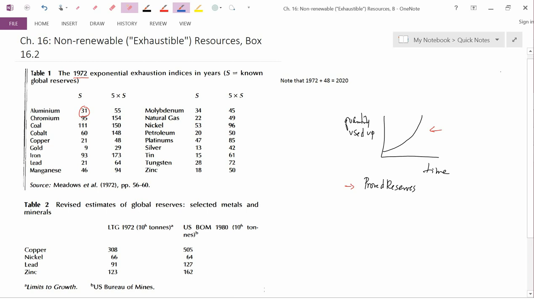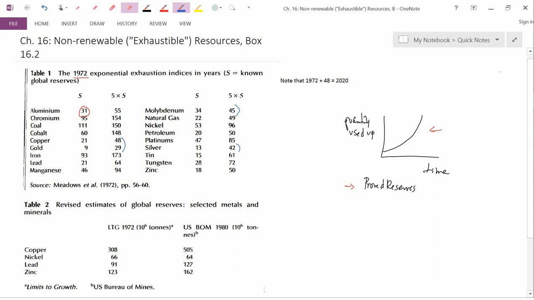But the textbook authors have included another set of columns, 5 times S. This means, suppose that the amount of resource isn't the proved reserves, but it's 5 times the proved reserves, 5 times the 1972 proved reserves. So this says that exploration is going to discover 5 times more of the resource. And then you recalculate the exponential exhaustion index with that assumption. So here the prediction is that resources are going to last a lot longer. There are actually still some numbers that are less than 48. Not very many, though. But there are others that are pretty close to 48.